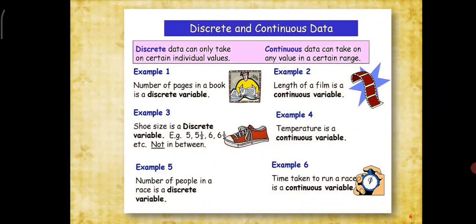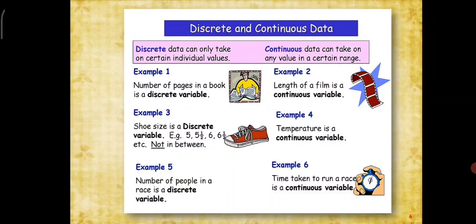Discrete means individual data. Continuous means the data is present in a certain range, within certain limits. Discrete means we can take individual values. Some examples: number of pages in a book. And what is the shoe size? If you check the shoe size of our class students, each and every person has a different size, but still it is not in between a range.